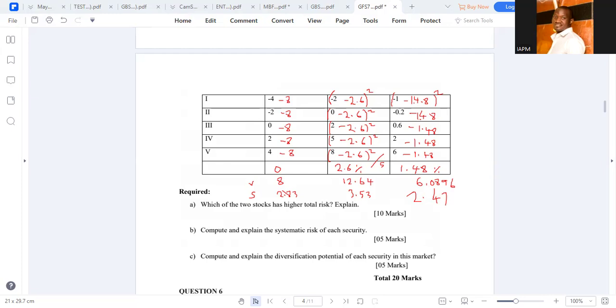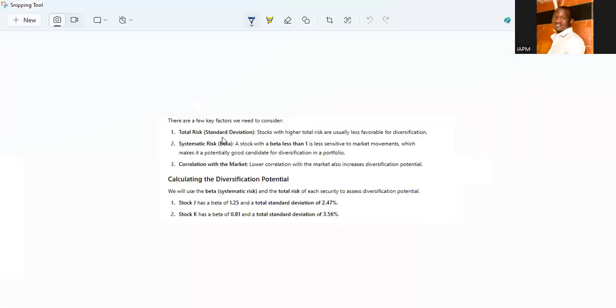There are some key factors that we need to consider. When calculating the diversification potential, what are some of the factors that we must consider? Number one, we need to consider the total risk. Stocks with a higher total risk are usually less favorable for diversification. The other thing you need to consider is systematic risk, beta.